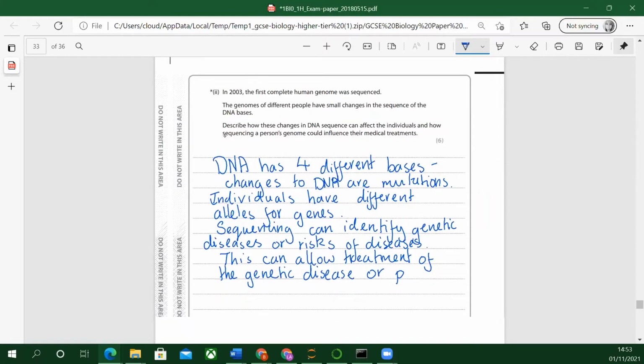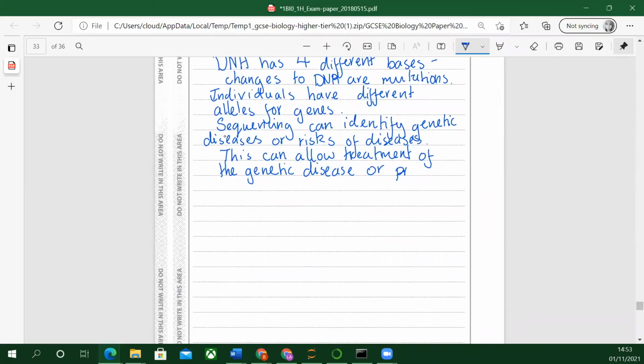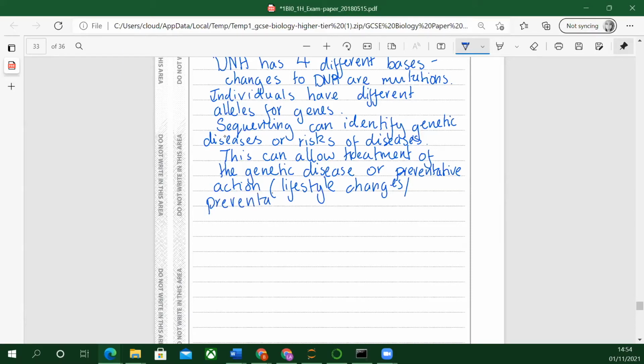preventative action. So scroll down a little, it's going to have some more room. Preventative action. So it could be in lifestyle changes. So say, for example, diabetes, that people can sequence genes for, and someone could change their lifestyle to prevent the disease either becoming worse or developing. Or preventative medicine, so it could be another medication for the individual.